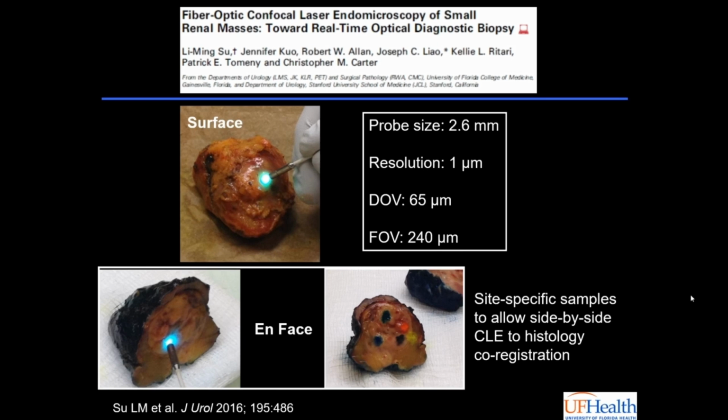And so when we removed these ex vivo, we then applied confocal laser endomicroscopy as a proof of concept. And we imaged both the surface of the tumor, as you can see in the top picture, but we also bivalved the tumor and looked en face directly on the tumor. And the reason we did that is, unfortunately, to our disappointment, when we tried to image the tumor on the surface, we found that the image quality was very limited.